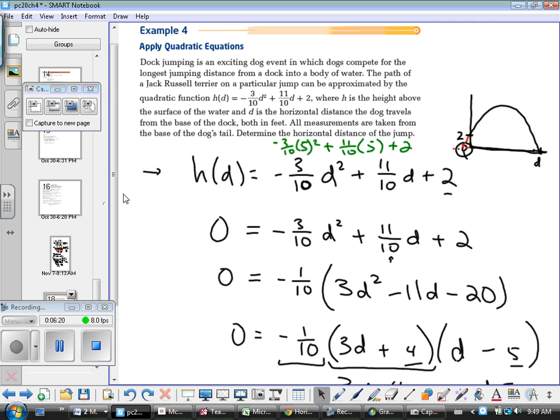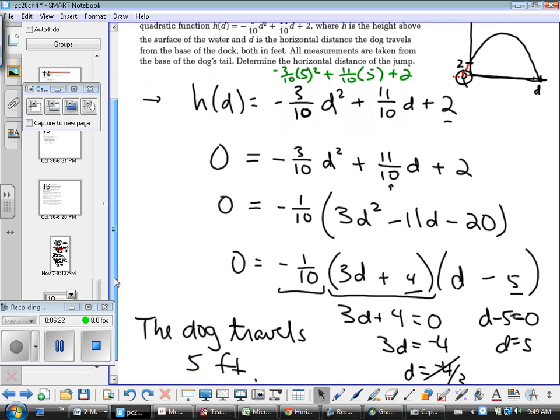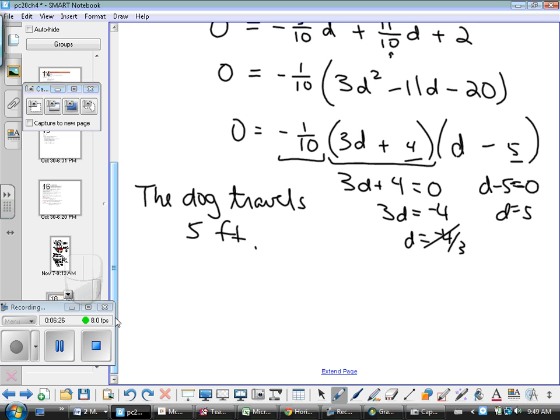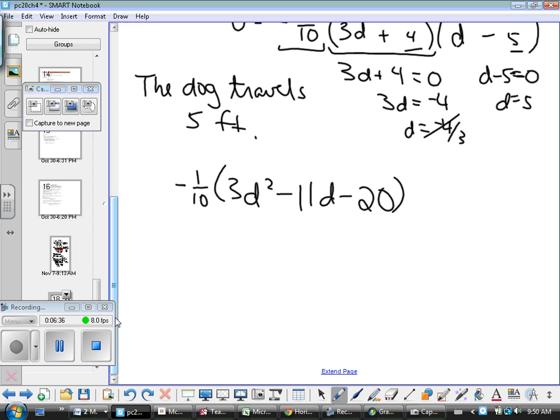So you can shut it off now unless you want to watch how I do that factoring by decomposition. So I'd add my negative 1/10 3d squared minus 11d minus 20. Then I'm just going to factor that.